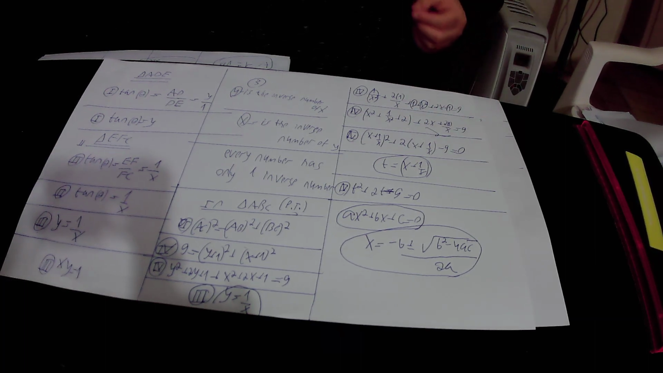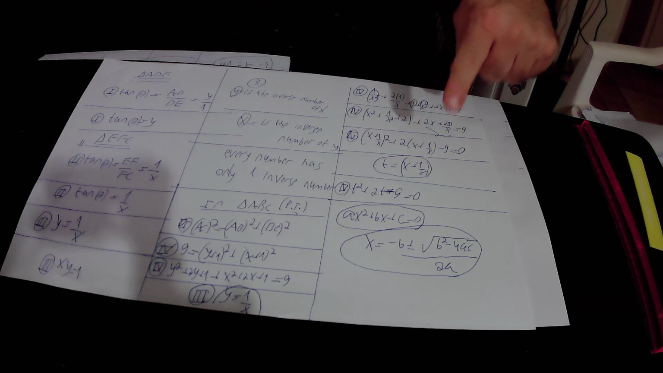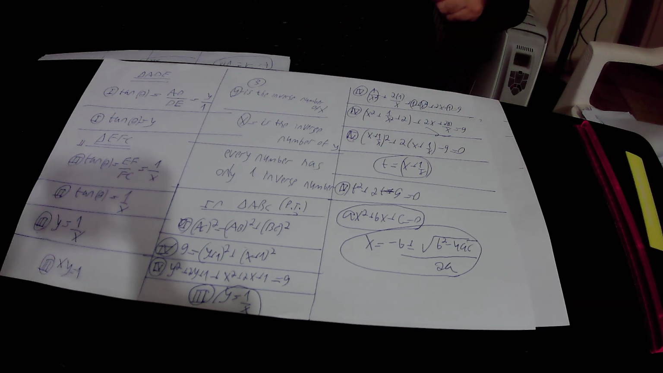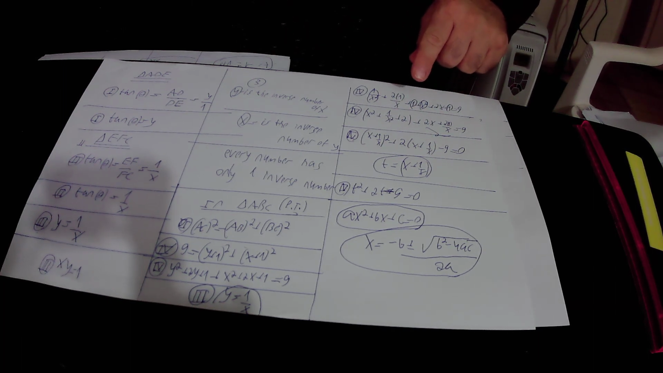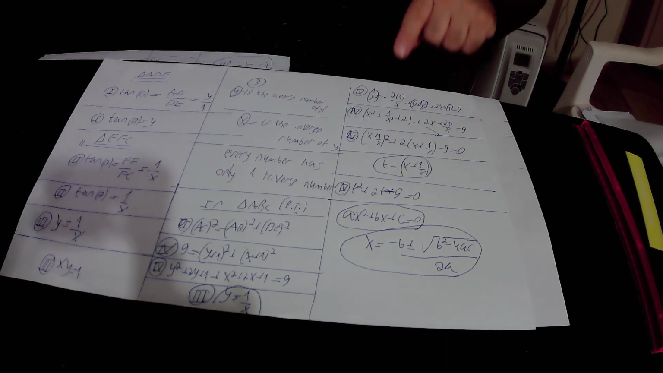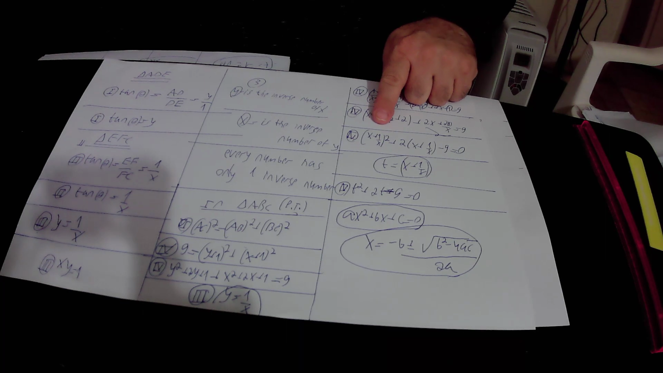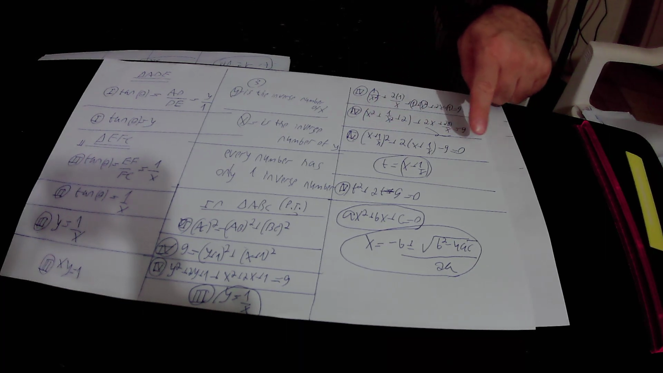Then we defined t as x plus 1 over x, that is to say, according to our definition, t equals x plus 1 over x, and we substituted x plus 1 over x in equation number 4 by t, and we got here t squared plus 2t minus 9 equals 0.